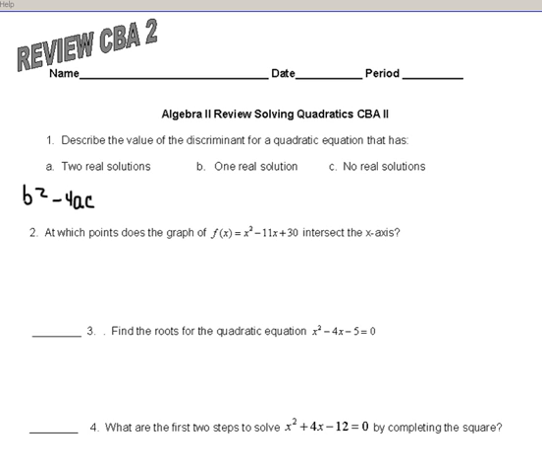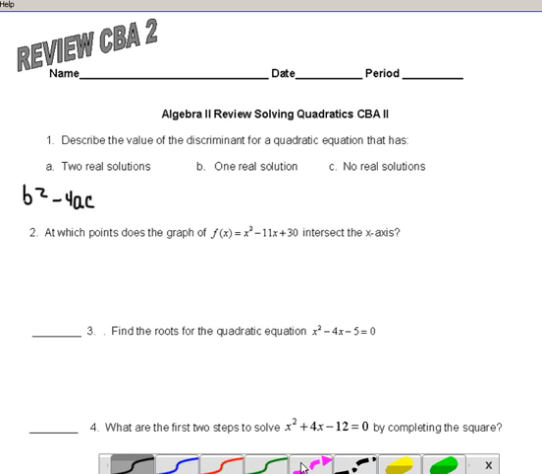Okay, so this is a video to help you go over the review for the CBA 2. And the first problem says describe the value of the discriminant for a quadratic equation that has 2 real solutions, 1 real solution, and no real solutions. This is not multiple choice. You have to do all 3 things. So the discriminant is b squared minus 4ac.